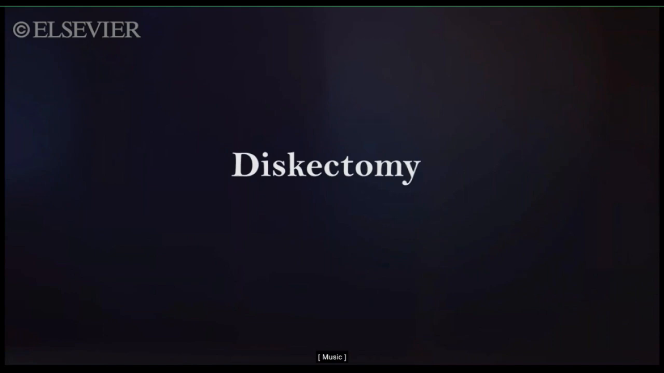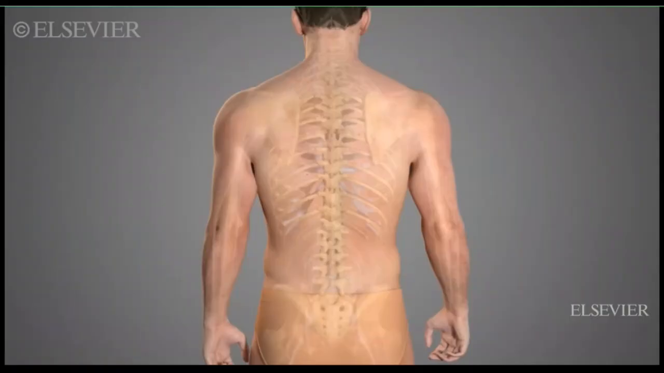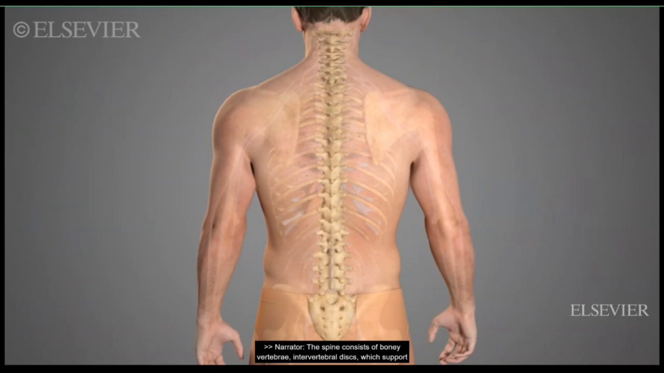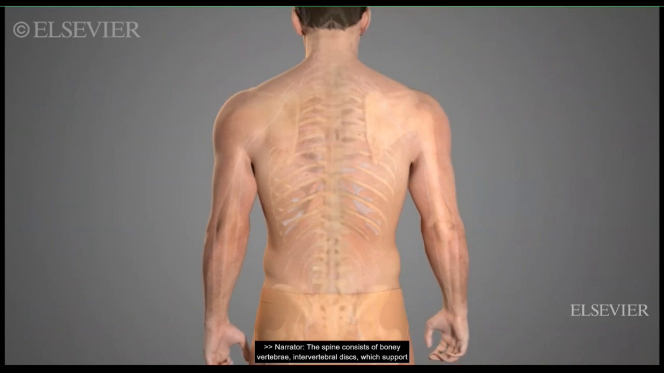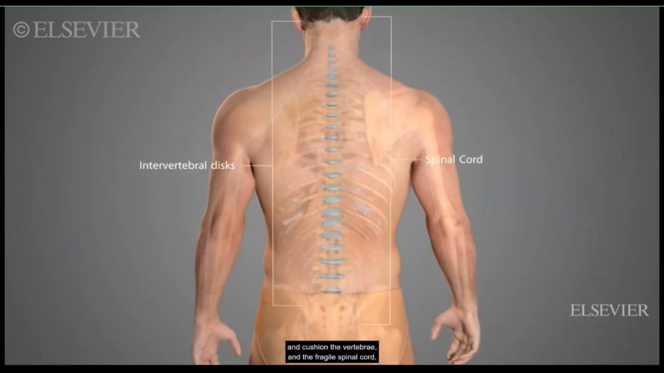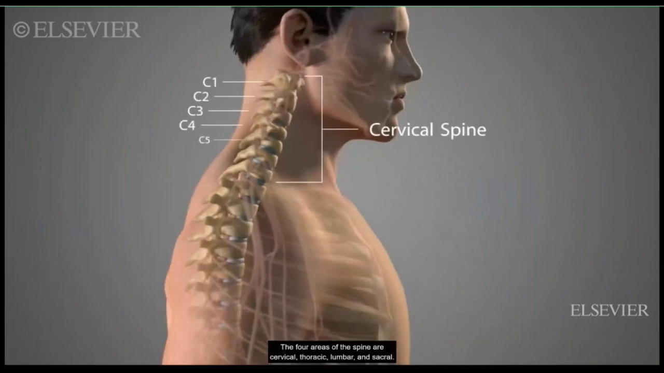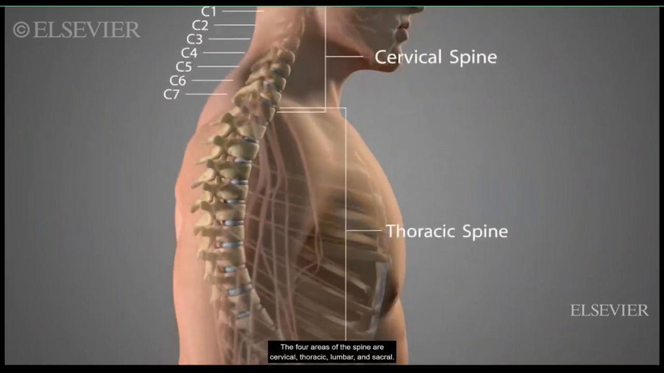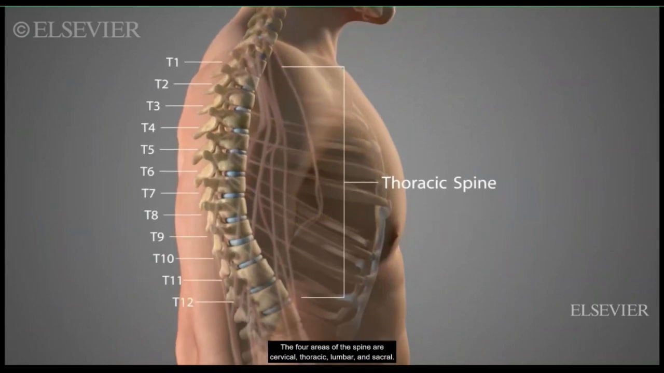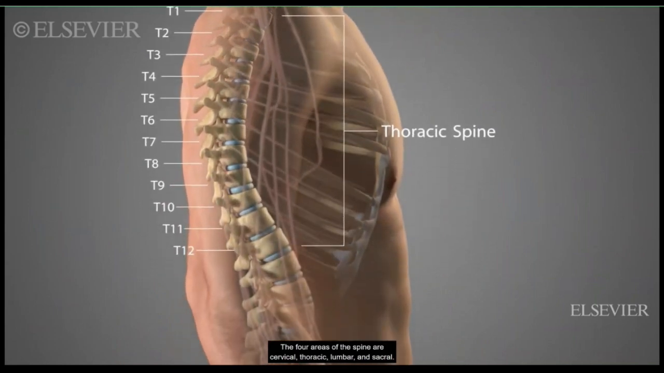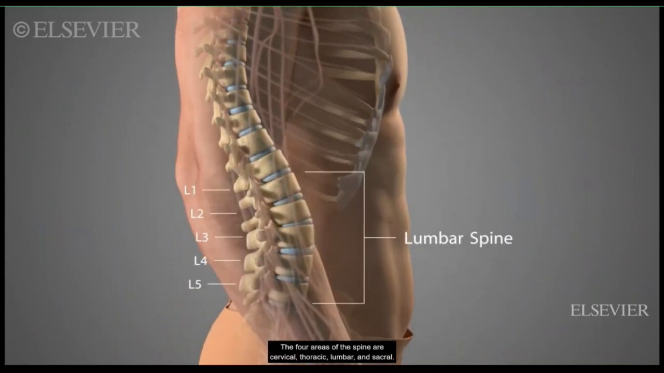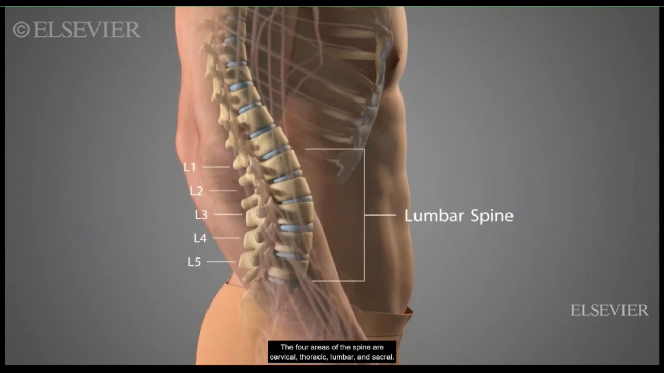The spine consists of bony vertebrae, intervertebral discs, which support and cushion the vertebrae, and the fragile spinal cord, which is protected by the vertebrae. The 4 areas of the spine are cervical, thoracic, lumbar, and sacral.